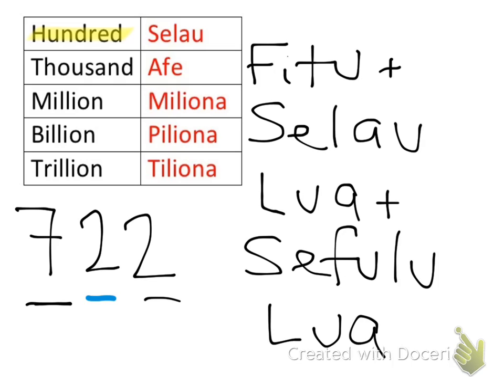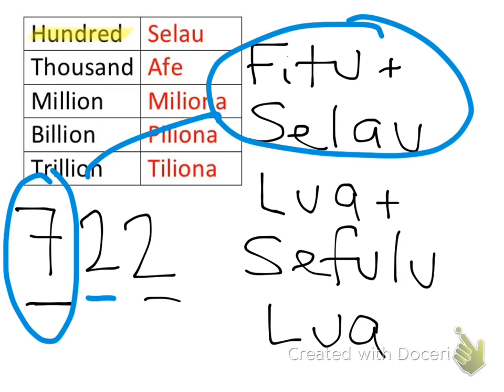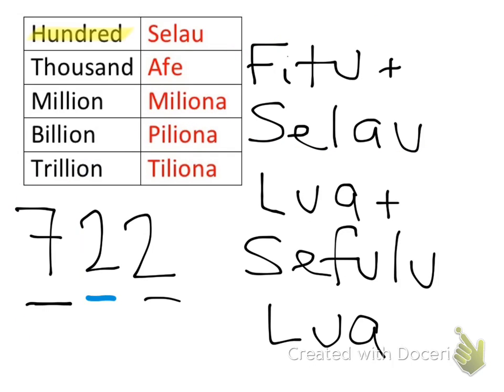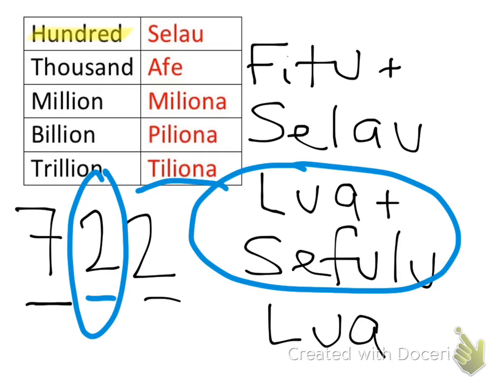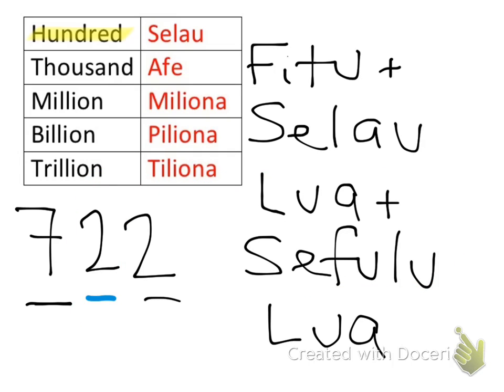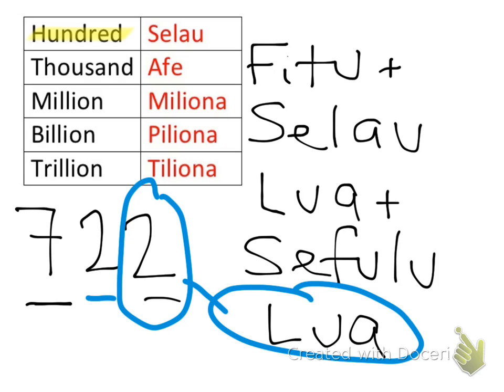This right here correlates to this part, okay? So this is in the 700 section, so this is fitu silau, okay? My next value is in the tens place, and this correlates to this part, and this is 2 tens, or lua sefulu. This is 20, okay? And the last unit or value is in the singles, and that is this, lua, okay?